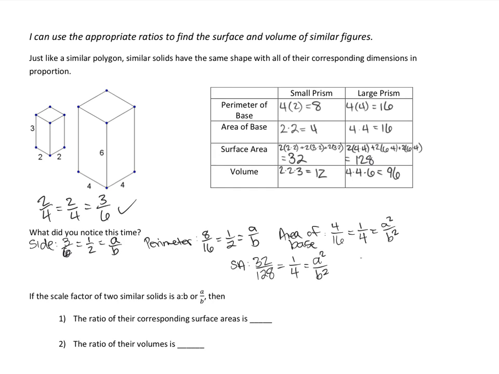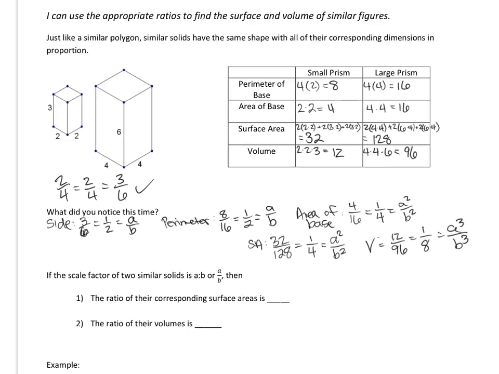And finally, when I look at volume, they're in a ratio of 12 to 96, which is going to reduce to 1 over 8. That's a cubed over b cubed.